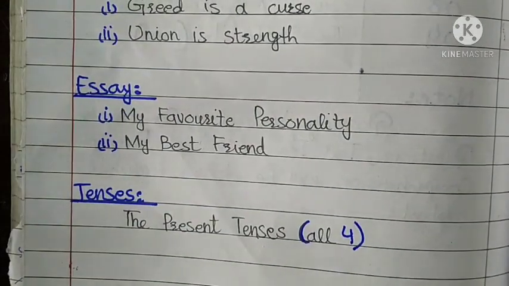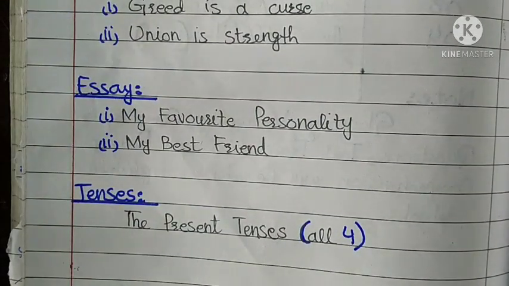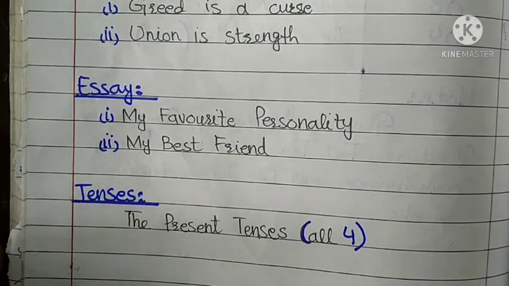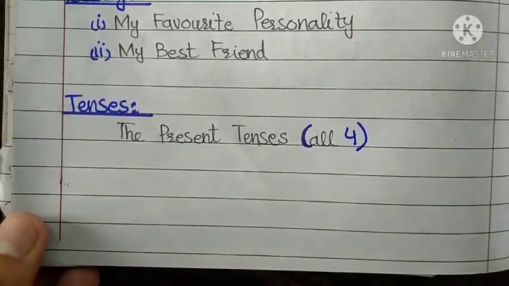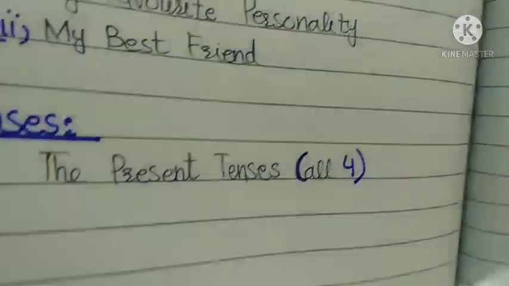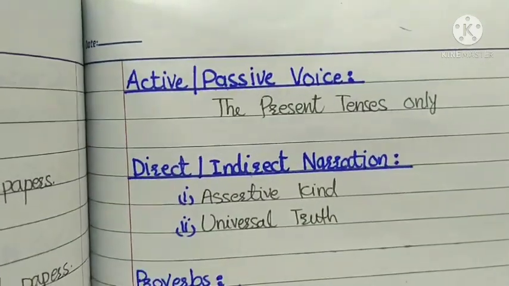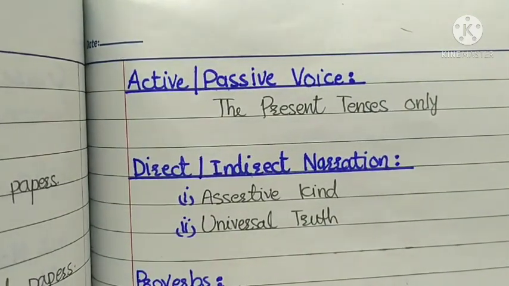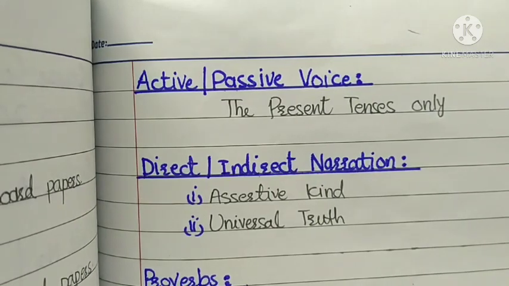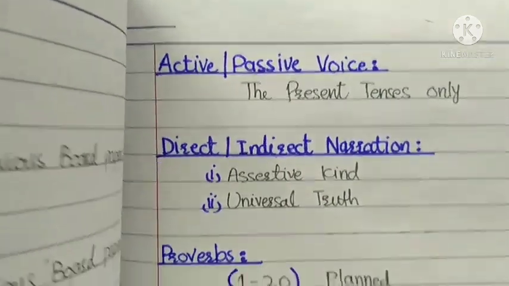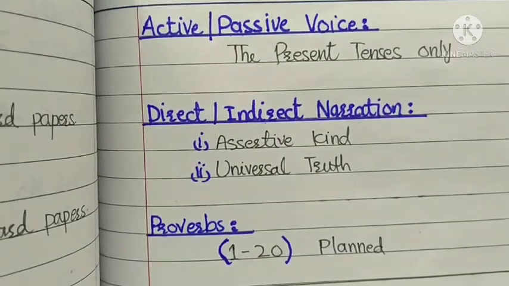Okay, now tenses. The present tenses, I mean all four aspects. You should watch this video very carefully, and you should write down each and everything the way I have written over here. You should use a marker as well as a blue ink pen. Look, there we have 4 to 5 lines. Leave this page and come to the next one. So now, active and passive voice. In active and passive voice, it is only the present tenses. I explained it a few minutes ago in this lecture.